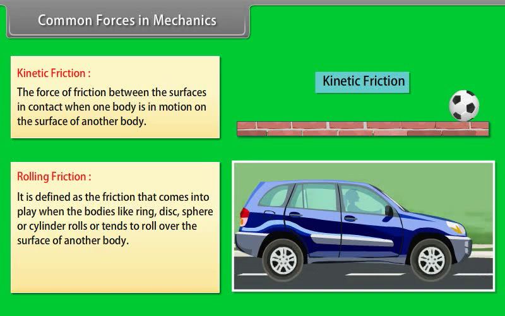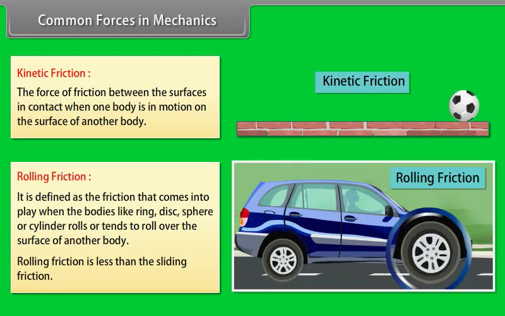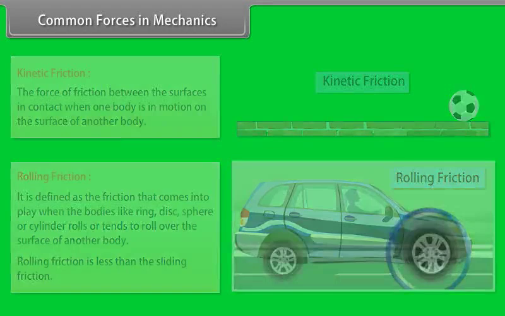Rolling friction. It is defined as the friction that comes into play when the bodies like ring, disc, sphere or cylinder roll or tend to roll over the surface of another body. Rolling friction is less than the sliding friction.